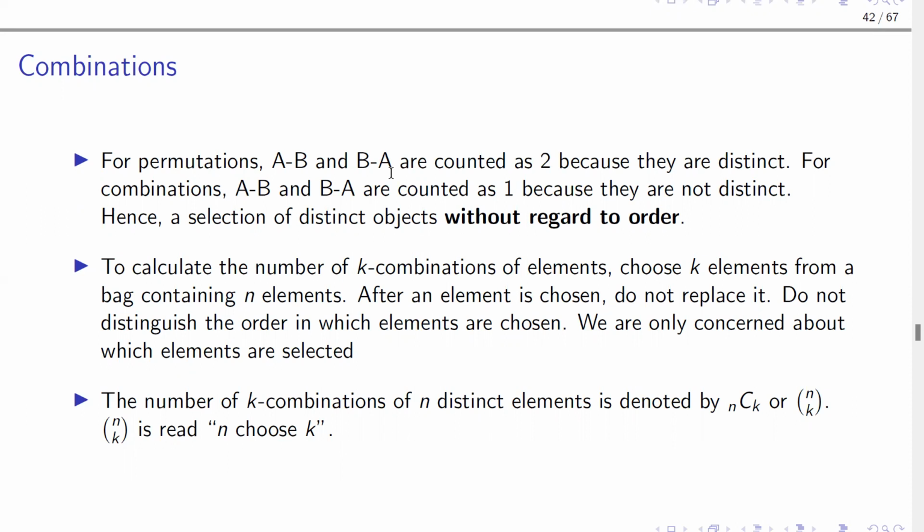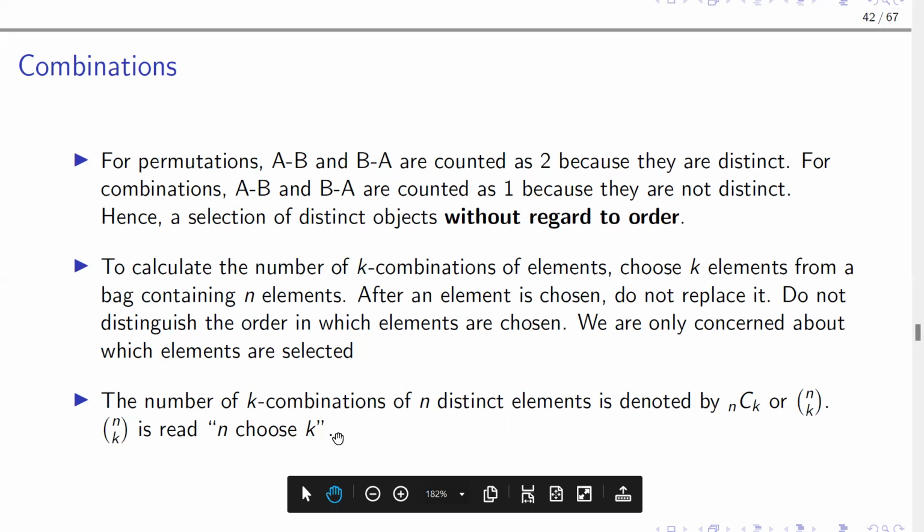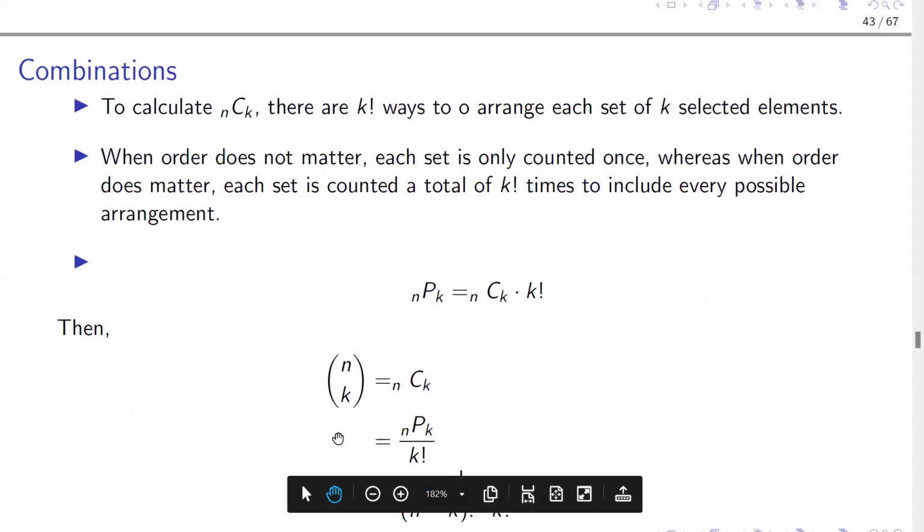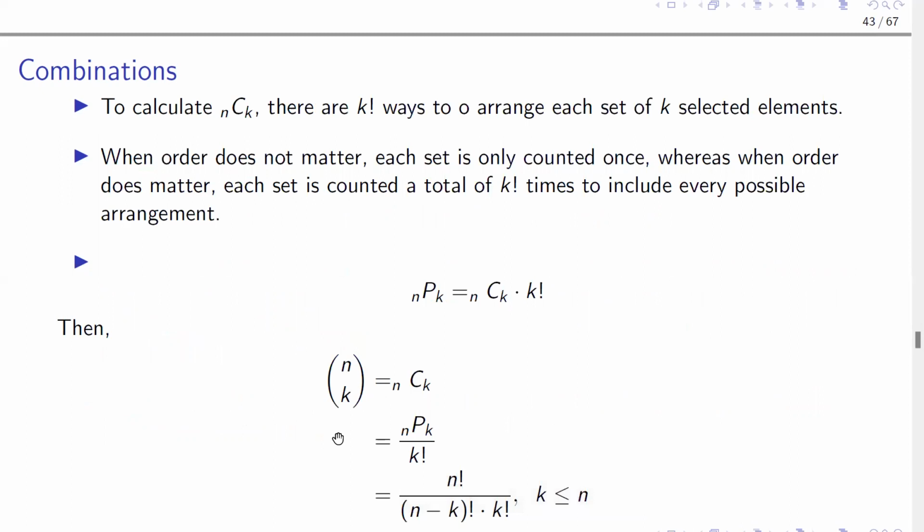We are just concerned about which elements are selected. We are not concerned about the order in which those elements are selected. So the number of k combinations of n distinct elements is denoted as n combination k, or n binom k. This is read as n choose k. To calculate n choose k, there are k factorial ways to arrange each set of k elements.